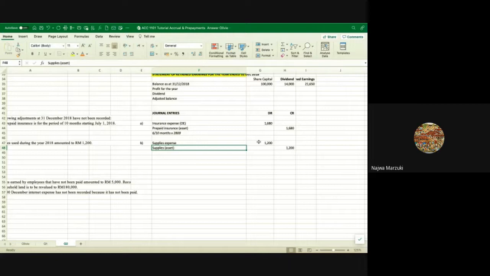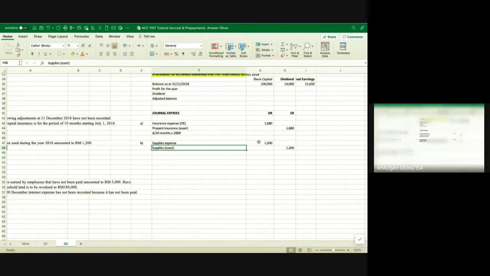Because the price is reduced. Supplies reduce. Supplies is an asset here, so it reduced. That's why you credit the account. So always remember, asset is the debit. So when it reduces, you credit the account.